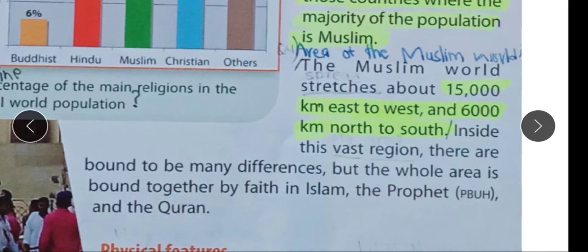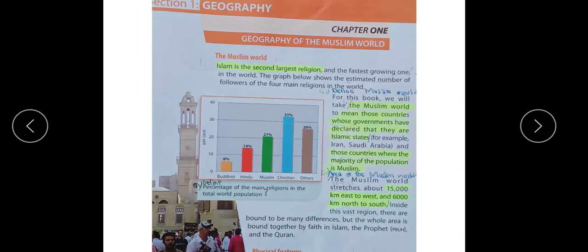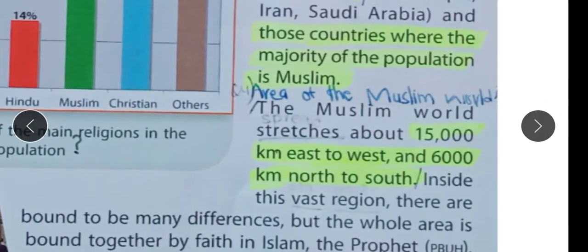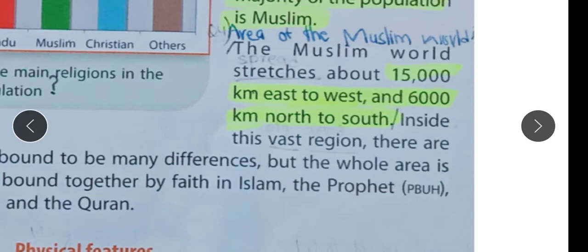Okay boys, so this whole paragraph is telling us about the location and which countries are called Muslim countries, and what their ties and their basic bonding are. And their basic bonding, as you can see on your screen, is Islam, faith in Islam, and faith in the Prophet, peace be upon him, and the Quran.